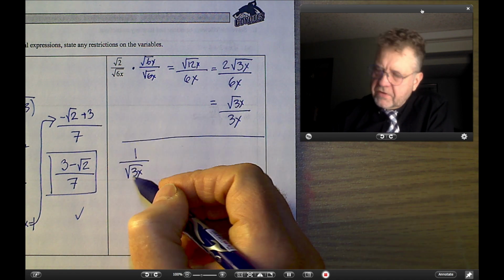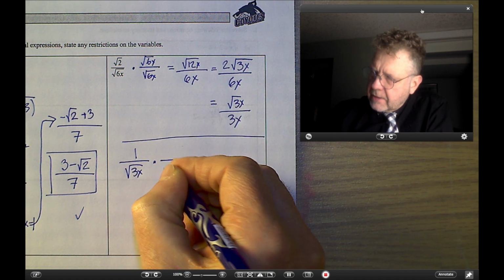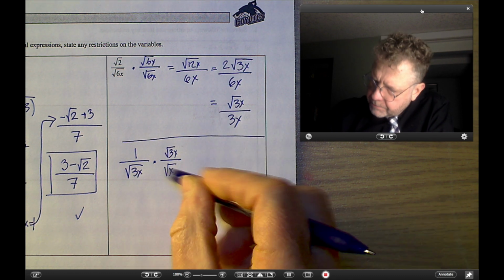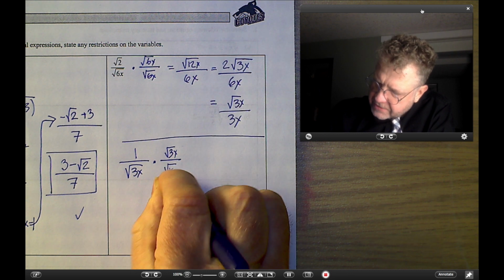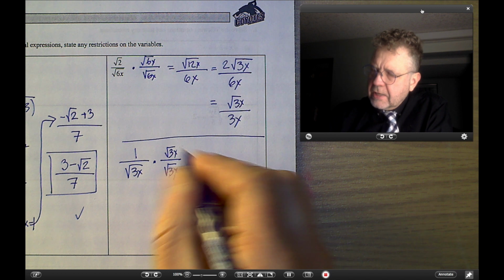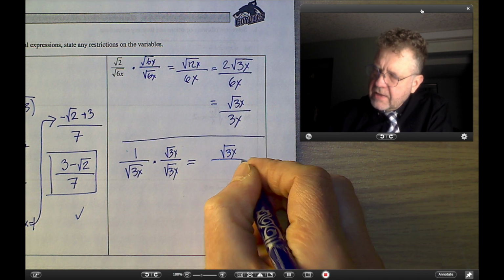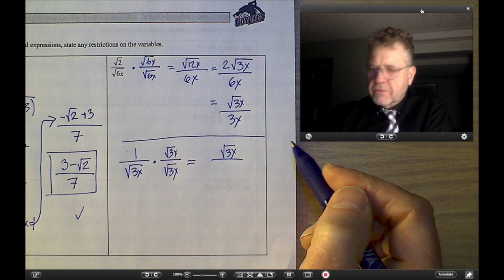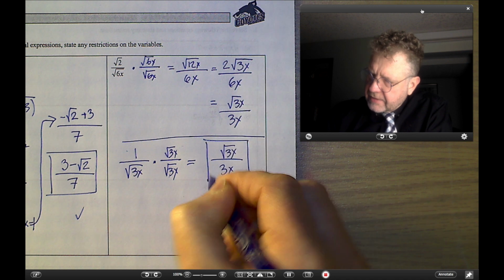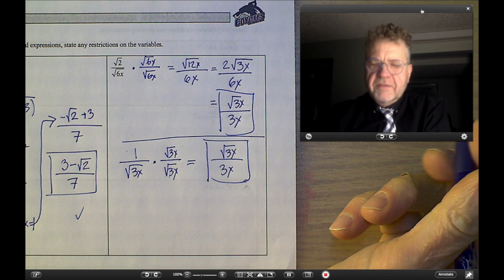Now the problem, of course, is that we have a radical in the denominator, so we're going to have to multiply it by root 3x over root 3x. Just to get rid of it, we're going to have to rationalize it by doing that. And that's going to yield, well, 1 times root 3x is simply going to be root 3x. And root 3x times root 3x is going to be 3x on the bottom. And look, we get the exact same answer, right?